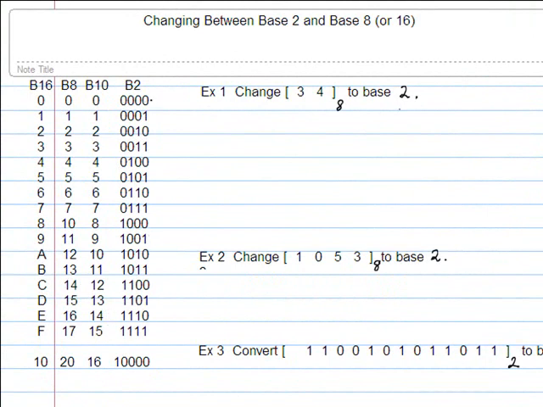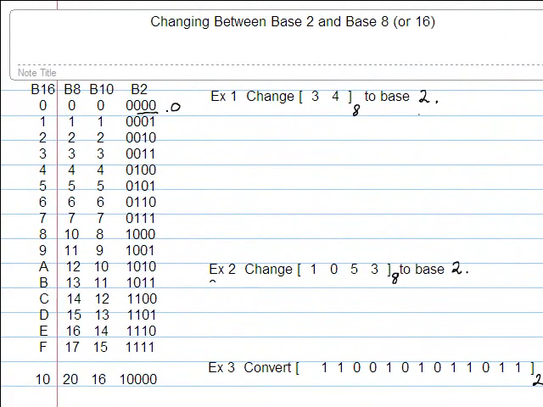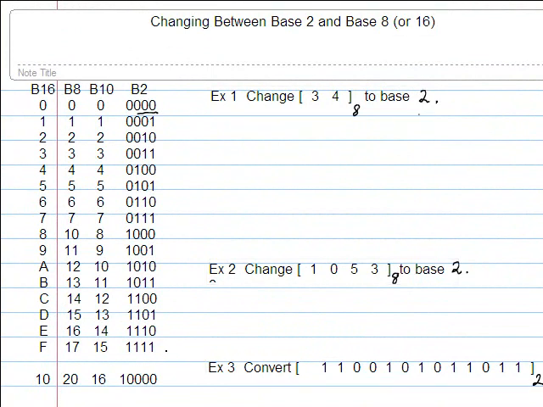In my base 2 column, I could have just as easily written 0 as a simple 0. But I wrote 0, 0, 0, 0, and I put them in groups of 4 for a particular reason, and we're going to be looking at these numbers both in groups of 3 and in groups of 4. We'll be looking at them in groups of 3 when we're working base 8, and in groups of 4 when we're working base 16. So let's go ahead and get started.